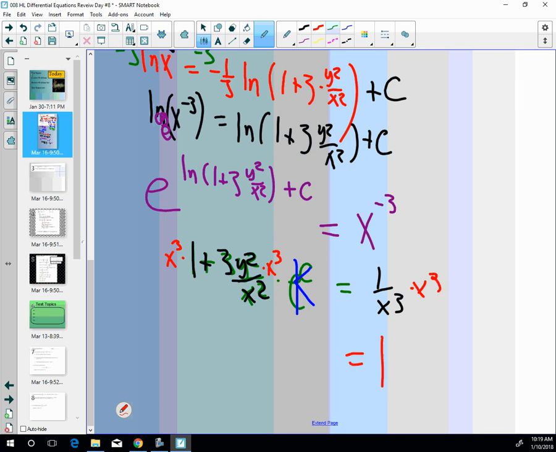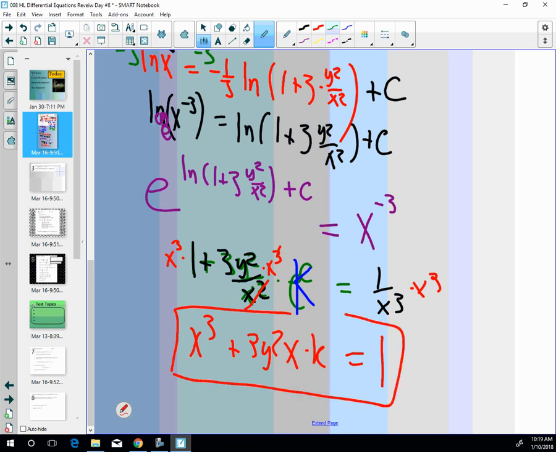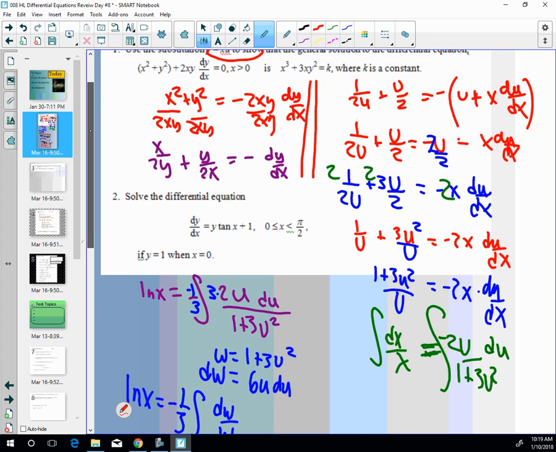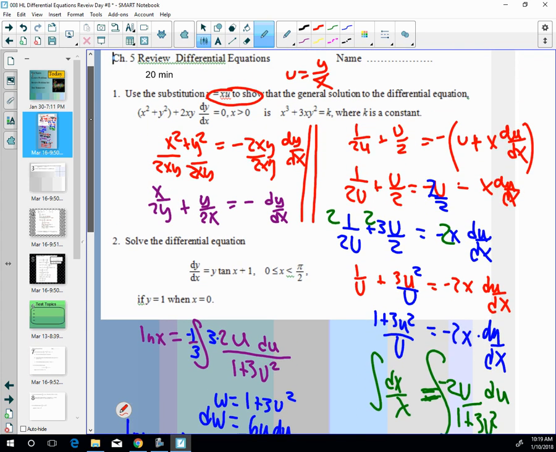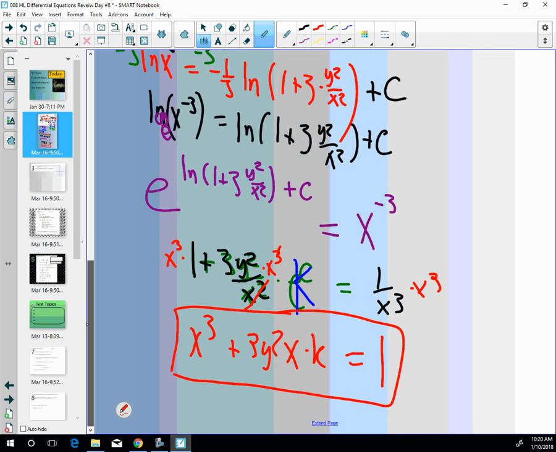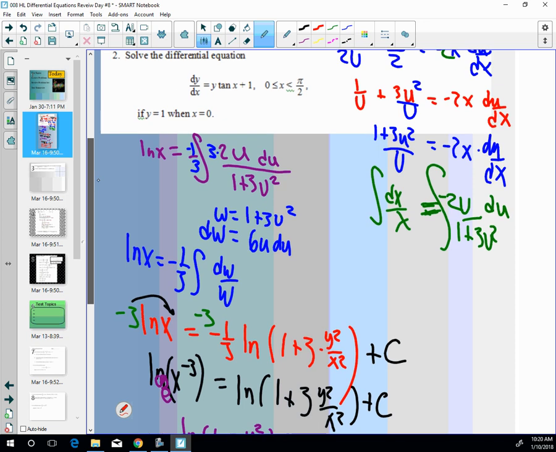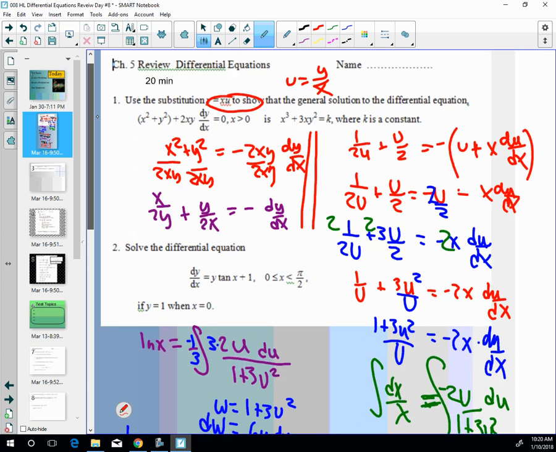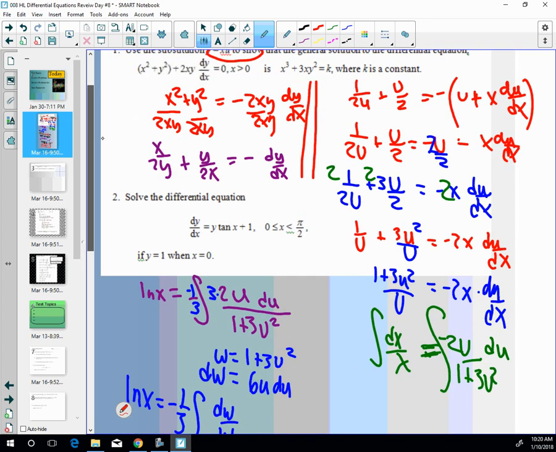So I get 1, I get x cubed plus 3y squared. 2 of these cancel, leaving you an x times k. I don't know. Let's look at the answer, see what they got. X cubed plus 3y squared. I think it depends on where you put that plus c.